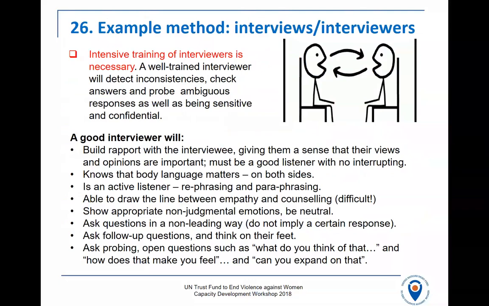I'm not going to go through this slide because of the time, but the reason we're raising all these issues is because some data collection methods like interviews really can be difficult and you do need training. Don't just throw a project staff member out there and say, please go interview survivors, because it's actually quite a specialist task and you need training.